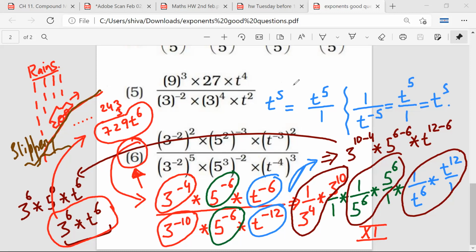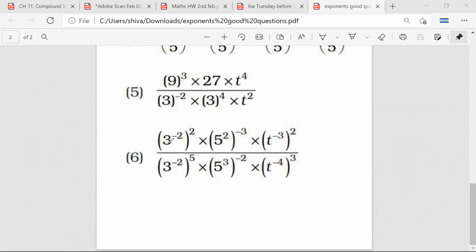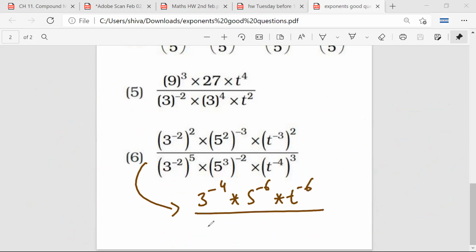I'll request all of you to solve this question again using this method. Of course, one simple way of doing this question is to say that this is equal to 3 raised to power minus 4 into 5 raised to power minus 6 into t raised to power minus 6, upon 3 raised to power minus 10 into 5 raised to power minus 6 into t raised to power minus 12. Of course, you can write this as 3 raised to power minus 4 minus minus 10 and so on. But the point is, I'll tell you what happens.